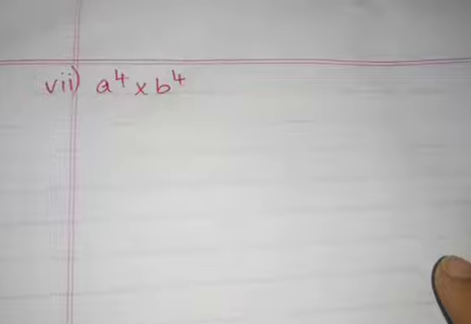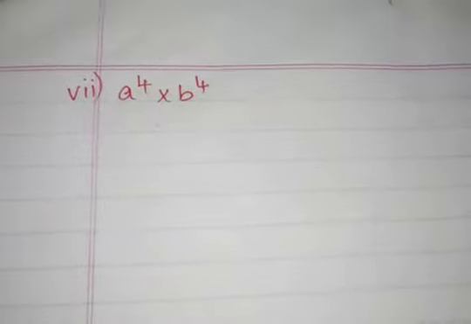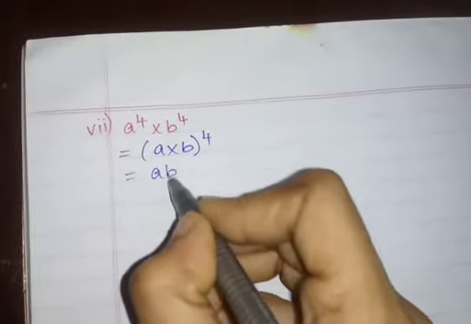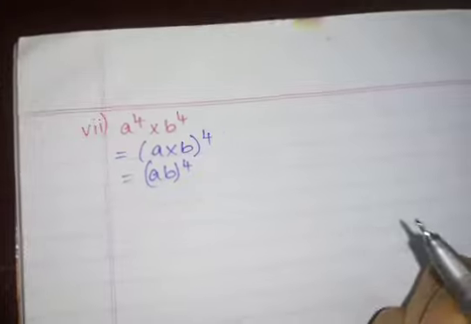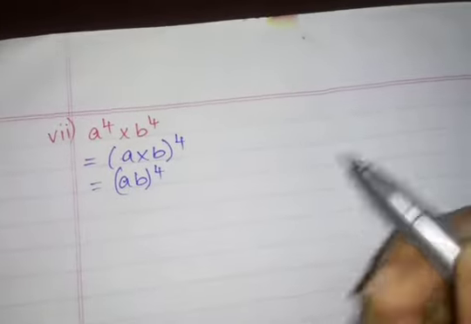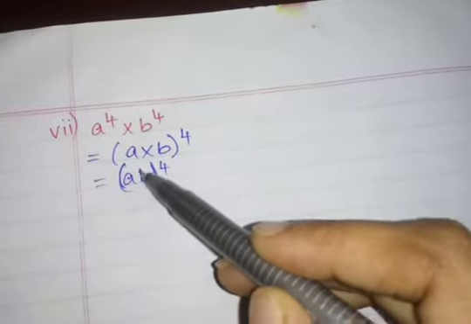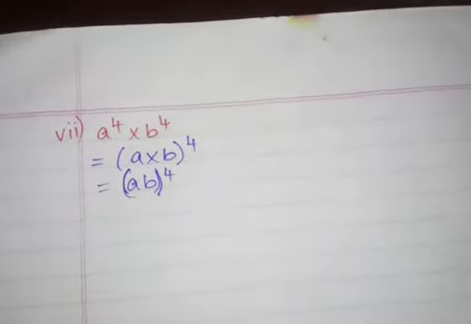Understood? Next is the 7th subdivision, a power 4 into b power 4. Okay, so here we have the same powers and different bases. So what is the formula? How will you write? You will multiply your bases, a into b the whole power 4. a into b means ab you can write. a into b can be written as ab whole power 4, but this bracket should be like this because this 4 is common for a as well as b. That is the meaning, right? Next.